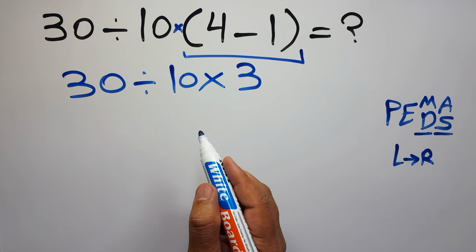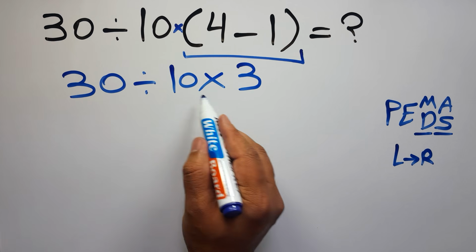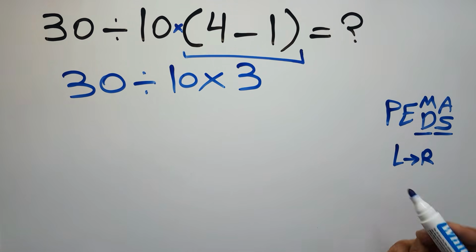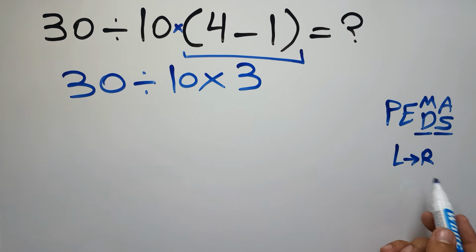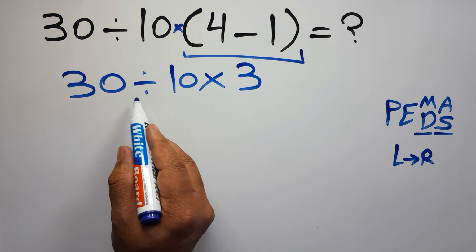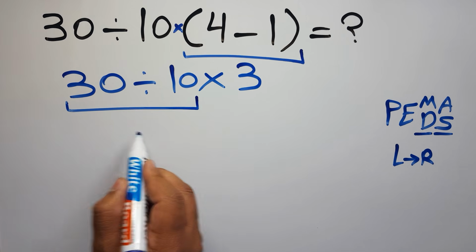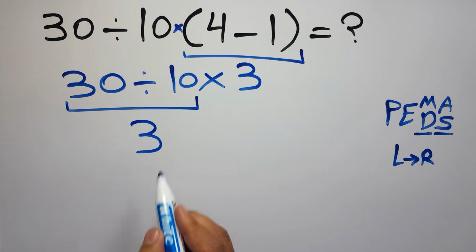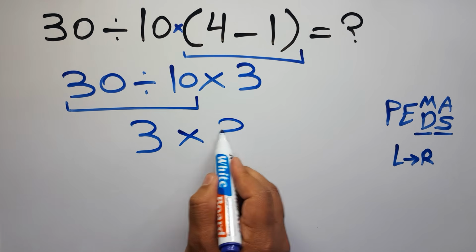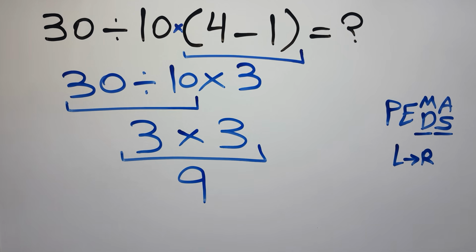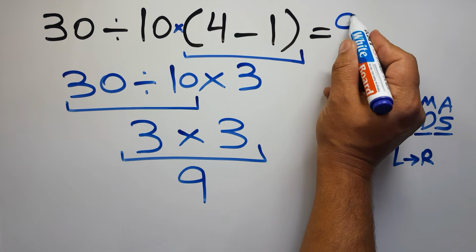Now in this expression we have one division and one multiplication. As I said, multiplication and division have equal priority and we have to work from left to right. So here first we have to do this division. 30 divided by 10 gives us 3. So we have 3 times 3, which equals 9. And this is our final answer to this problem. The correct answer is 9.